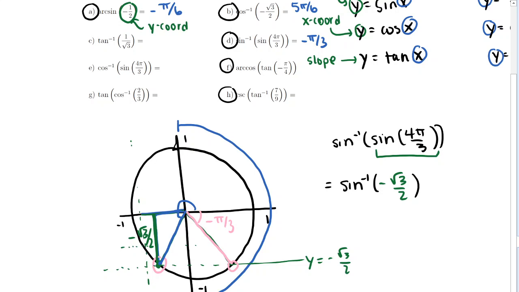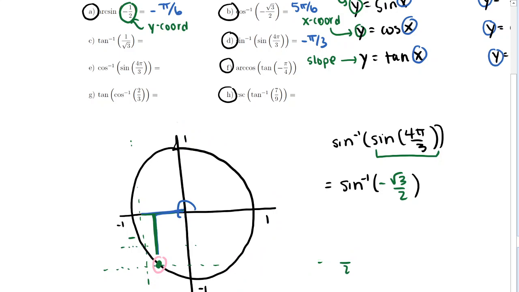Okay, what about arc cosine of tangent of negative pi over 4? So I didn't mention this in this video, but arc cosine is the same as inverse cosine. These are just two different ways of saying the same thing.